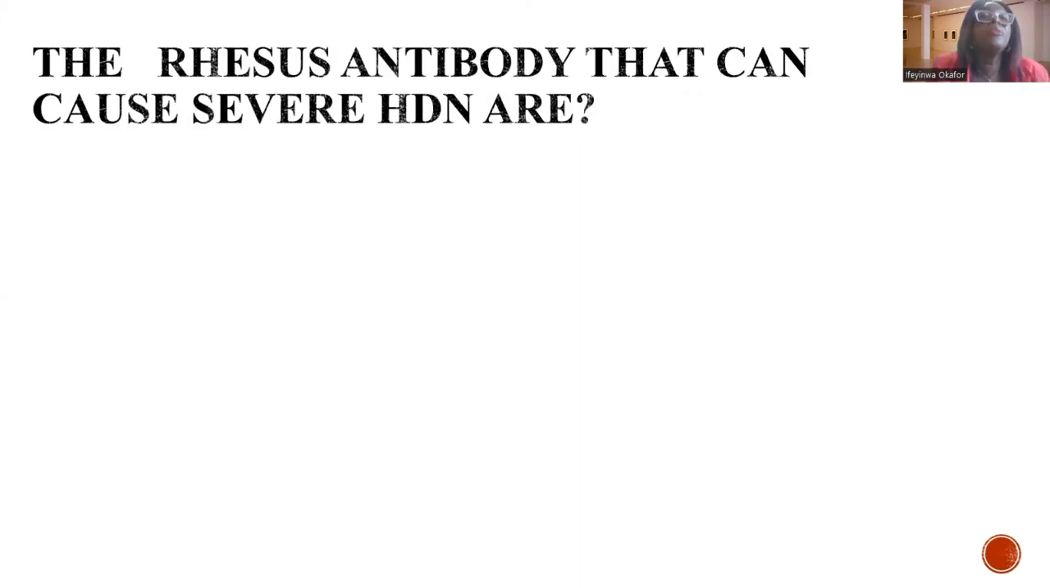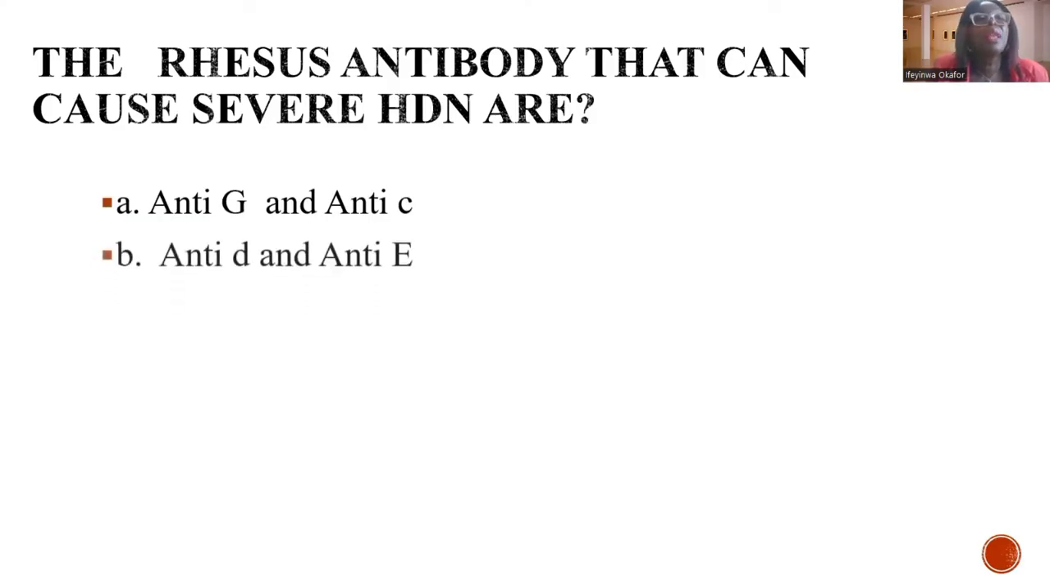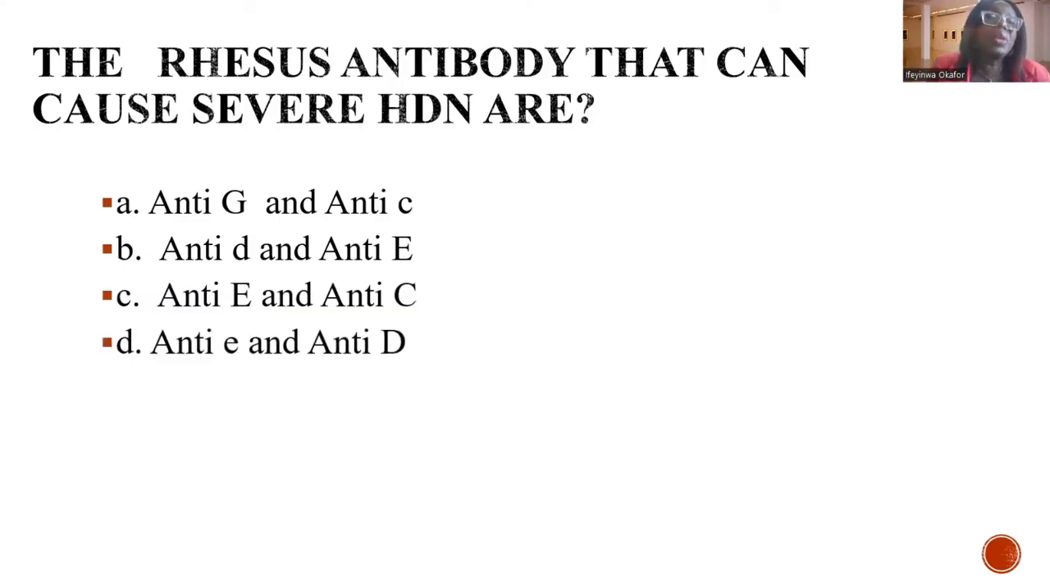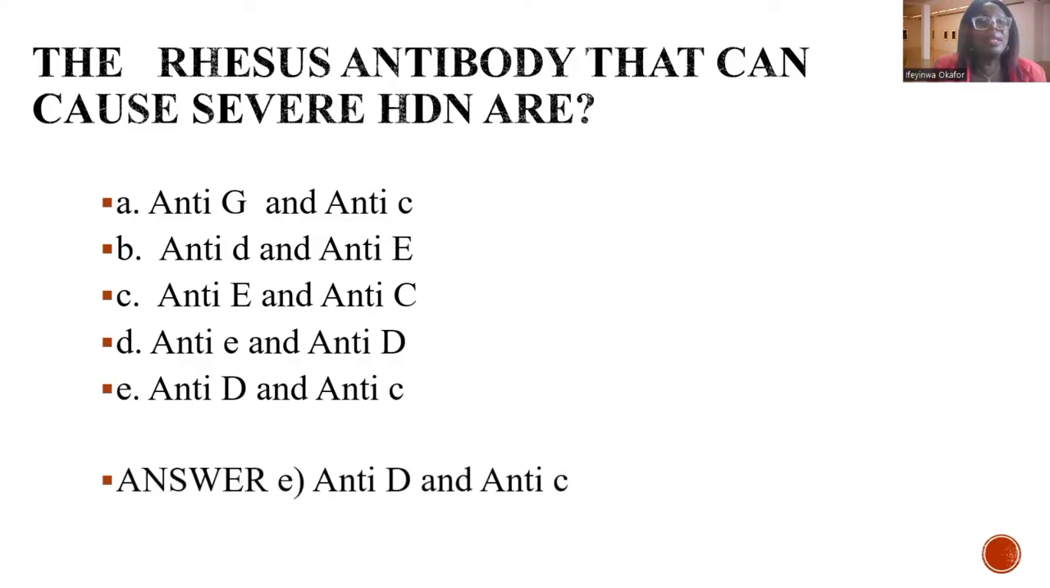Okay. The Rhesus antibodies that can cause severe HDN are: anti-G and anti-little c, anti-little d and anti-E, anti-big E and anti-big C, anti-little e and anti-big G, anti-big D and anti-little c. Answer is E, anti-big D and anti-little c. Though all the antibodies in Rhesus blood group system can cause hemolytic disease of the newborn, almost all of them can, the most severe ones are caused by anti-big D and anti-little c.